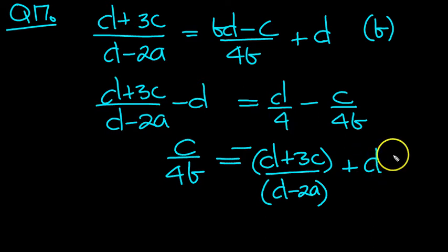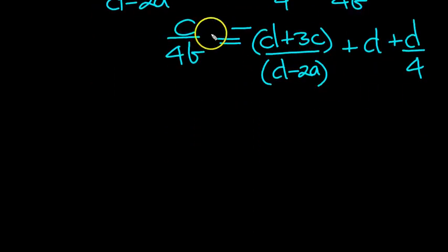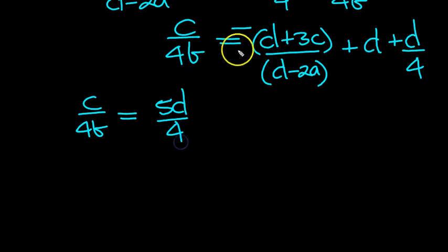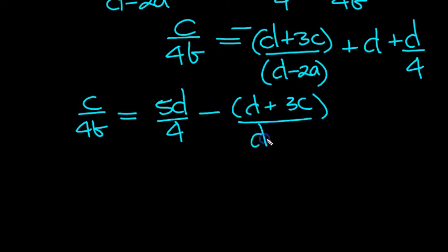and then I've got d over 4 already here, haven't I? Plus d over 4. And so that was moved over there. This object, I put brackets around it, was moved to a minus. This minus d was moved to a plus d, and I left the d over 4 where it was. So let's just tidy that up then and worry about this now. So we've got c over 4b then is equal to d plus d over 4 is 5d over 4. Then we've got our minus d plus 3c over d minus 2a.